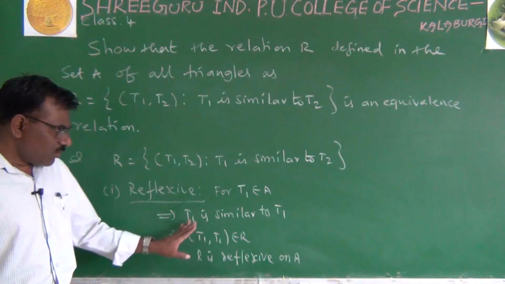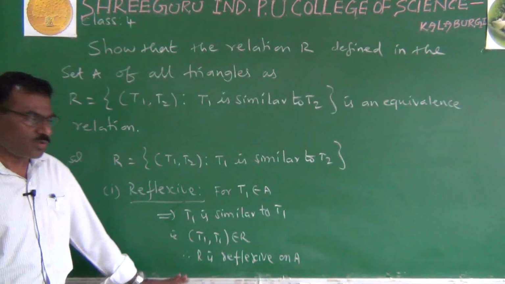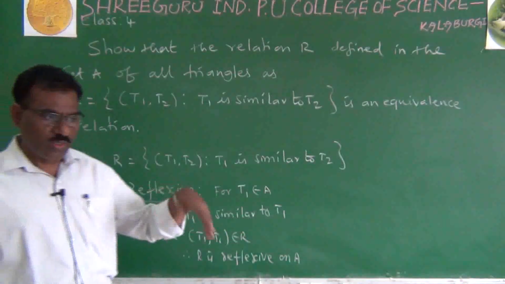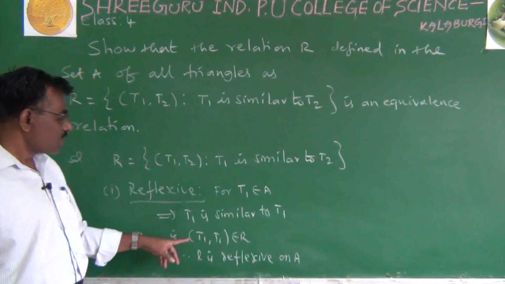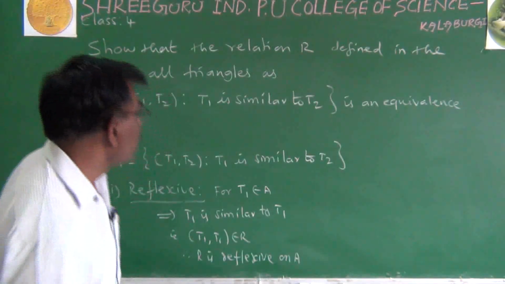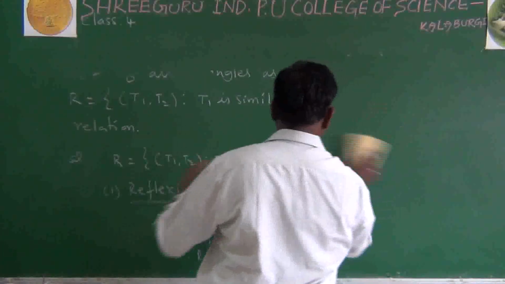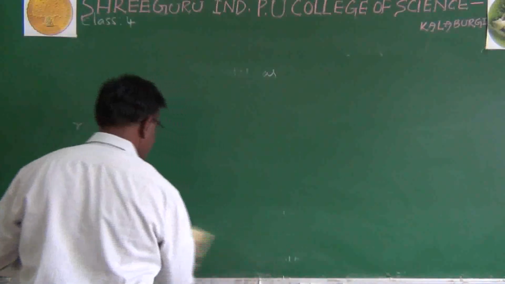The triangle T1 is similar to T1. Here two triangles are there, both triangles are similar. Triangle itself is similar. So T1 comma T1 belongs to R, it is reflexive. Then what is the next? Symmetry. So how many triangles are you selecting? Two triangles.